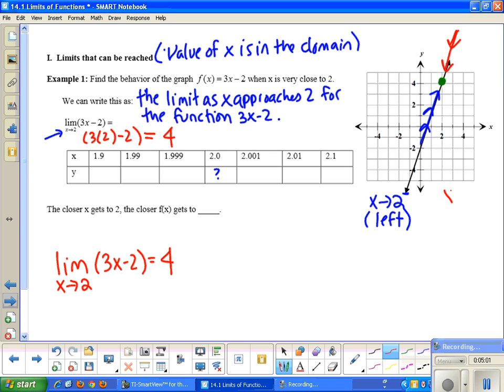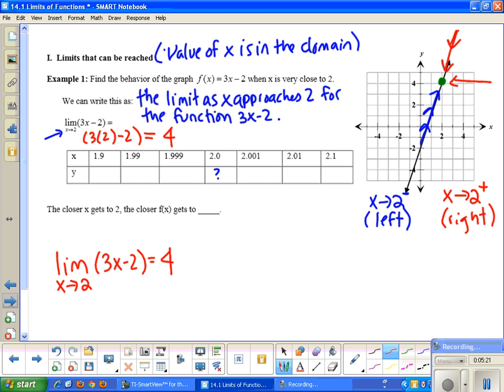This would be as x approaches 2 from the right, where we use a plus sign to stand for the right. So as x approaches 2 from the right, what are our y values coming closer and closer to? Notice that as we're going this way, we get values that are very close.